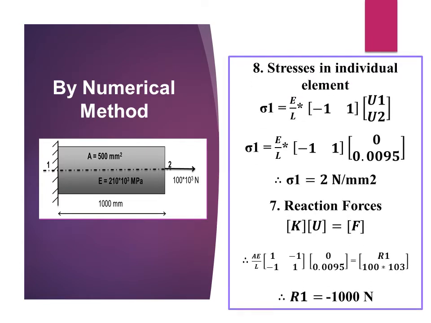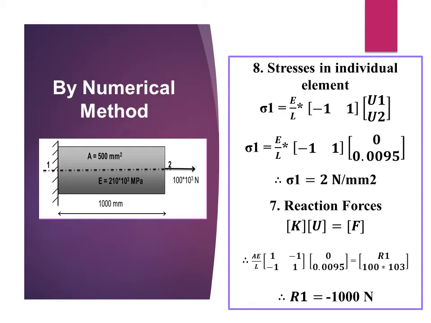Next is stresses in individual element. Now stresses are calculated for the element, and displacements are calculated for the nodes. As stresses are calculated for the element, there will be only one stress, that is sigma 1, because we discretize this element into one element.